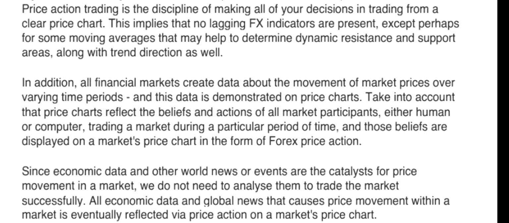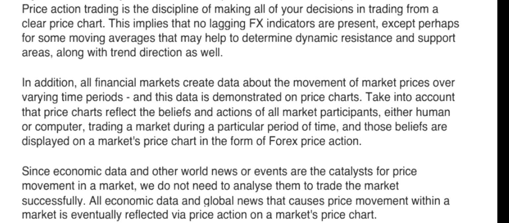So in addition, all financial markets, can be Forex, can be equities, can be commodities, can be CFDs, can be cryptocurrencies, all of them create data about the movement of market prices over varying time periods. And this is demonstrated on clear price charts. Because the markets are very live, they go up and down. The upward movement means something, the downward movement means something. If it's flat, it also means something.